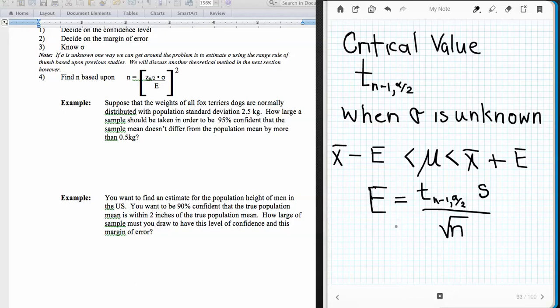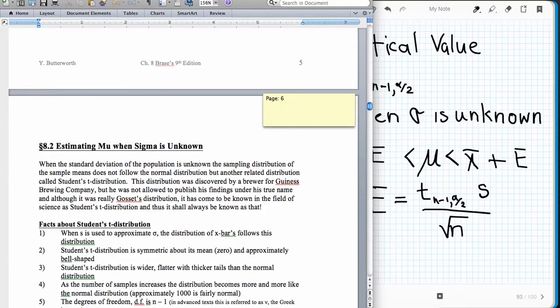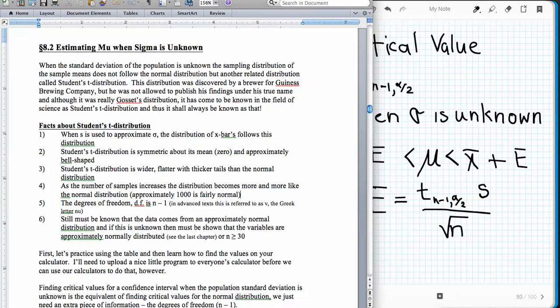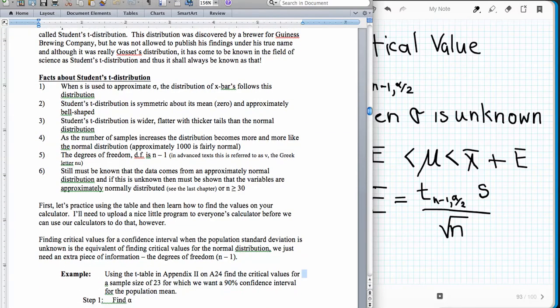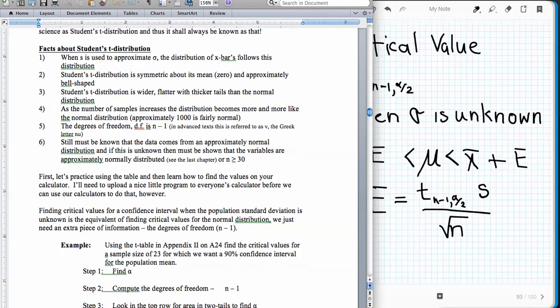What this means to you, however, is you have to be a little bit more cautious, because when you are dealing with real life applications, you have to be careful. Do I have sigma known or do I not have sigma known? If it's not, then we don't have the z distribution to fall back on. We just have to use the t distribution. So with that said, now let's go ahead and practice a little bit with just the t distribution and see how we use it.